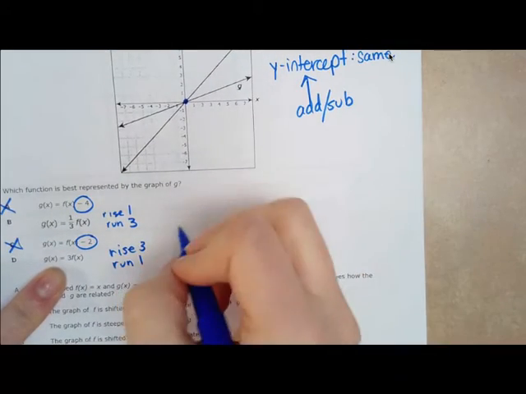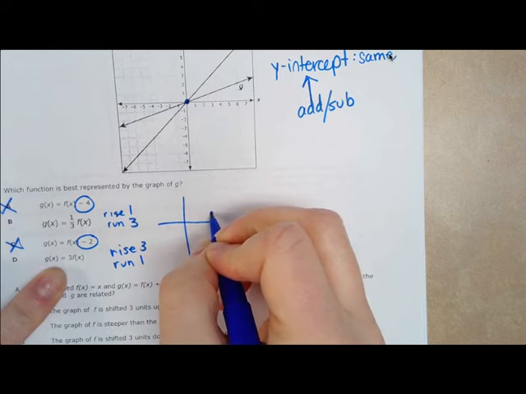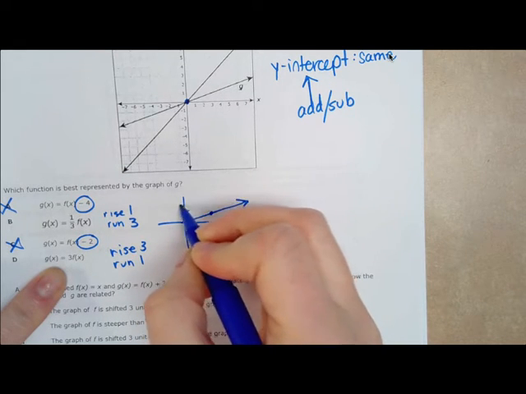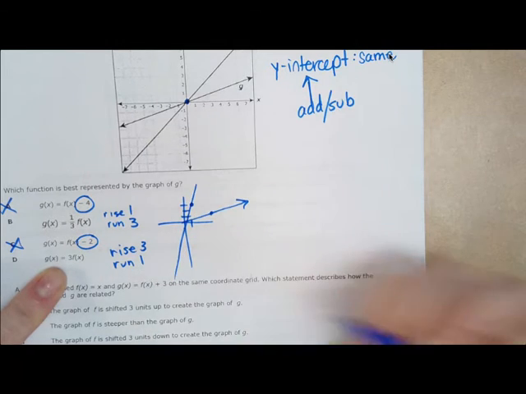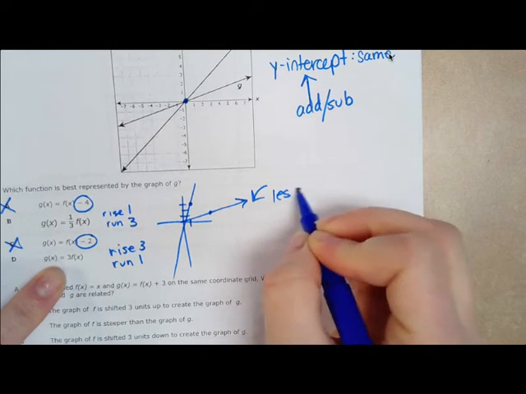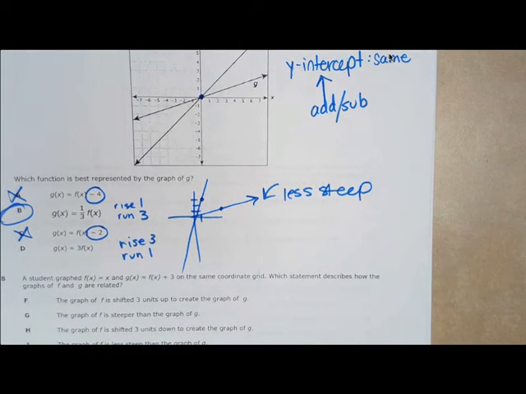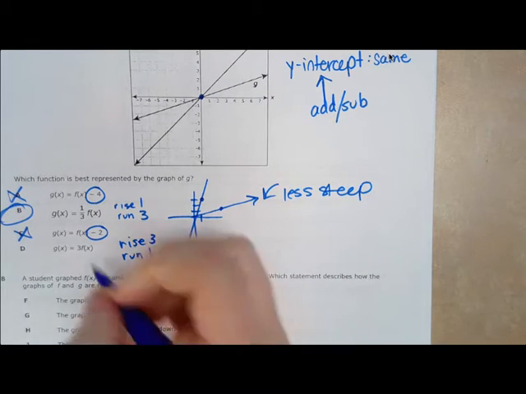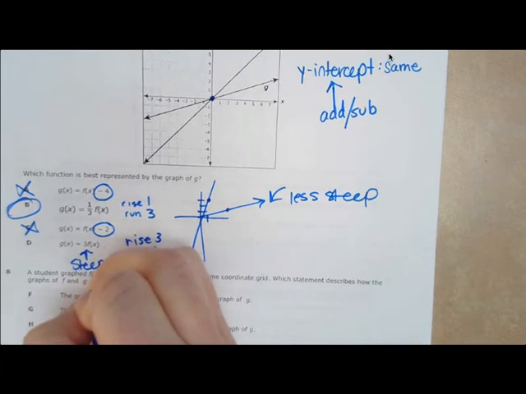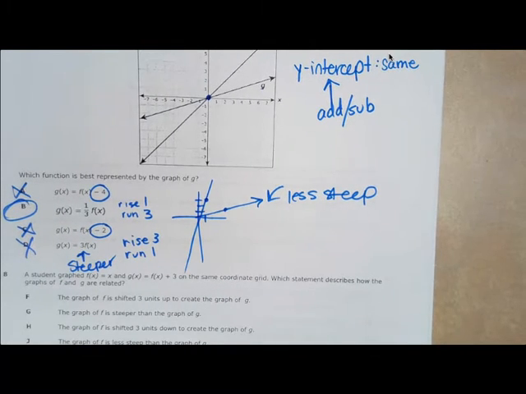Rise 1, run 3, or rise 3, run 1. This one makes it less steep. So that is the 1/3. 1/3 makes it less steep. 3 makes it steeper, so that is not the answer. The closer the number you're multiplying by gets to 0, the less steep it gets. The bigger the number gets, the steeper it gets, because you're rising a bunch and then running just a little.